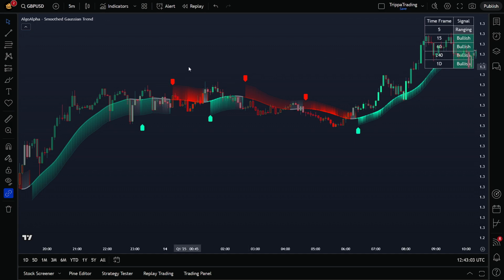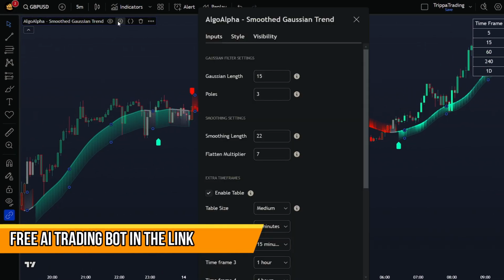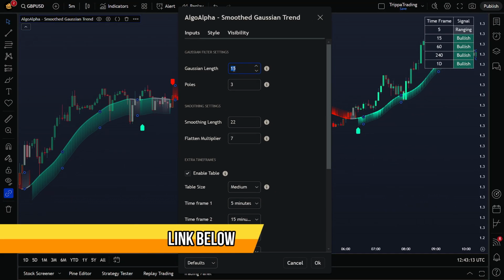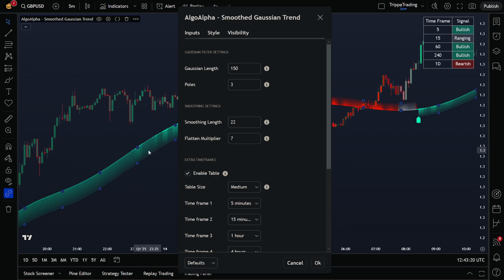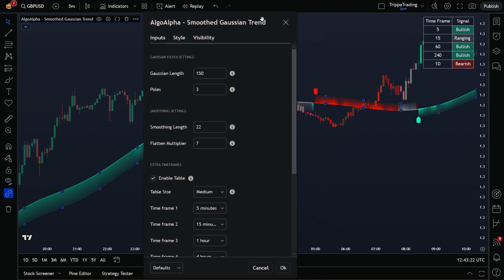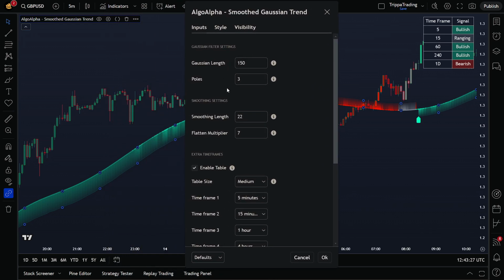Now, before we go through the trading strategy using this indicator, let's move on to the settings. You can open the settings of this indicator from here. The Gaussian length controls how much price data is used for the Gaussian smoothing process. A higher length makes the trend line smoother, but may introduce more lag, while a lower value makes it more reactive to price fluctuations. For this strategy, I'm setting this to 150.